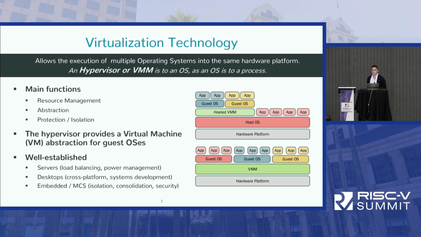Virtualization is an enabler technology to run multiple operating systems, coexisting, isolated operating systems, on top of the same hardware platform. A good analogy is that a hypervisor, also called virtual machine monitor, is to an operating system what an operating system is to a process. People are quite used to Linux running an operating system to run multiple processes atop, so we run a hypervisor to run multiple operating systems atop this hypervisor.